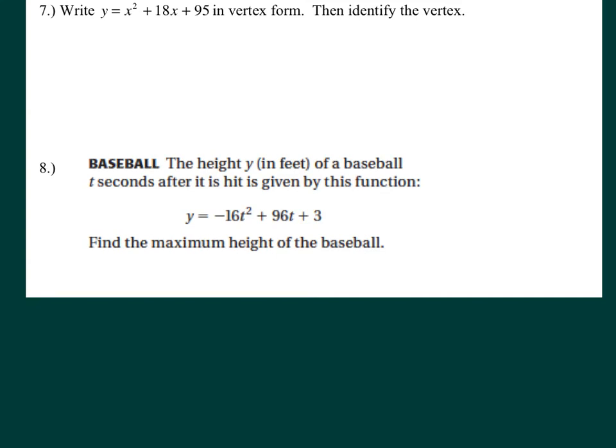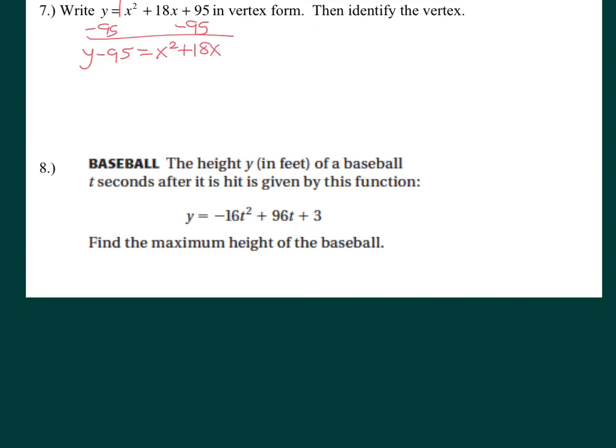Okay, so let's take a look at another example of how to take a standard form equation, use the process of completing the square to rewrite it in vertex form, and then identify the vertex. So we're given y equals x squared plus 18x plus 95. Again, this one has an a value of 1, so my first step dividing everything by a doesn't change anything. But my next step is to move the constant to the other side. So we'll have y minus 95 equals x squared plus 18x.